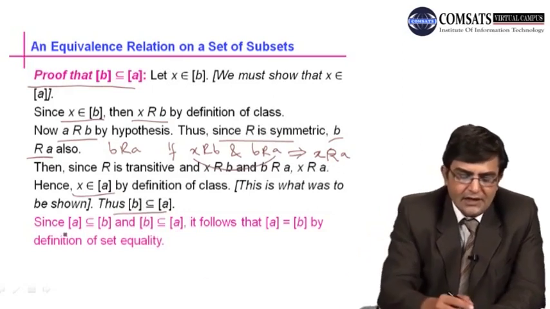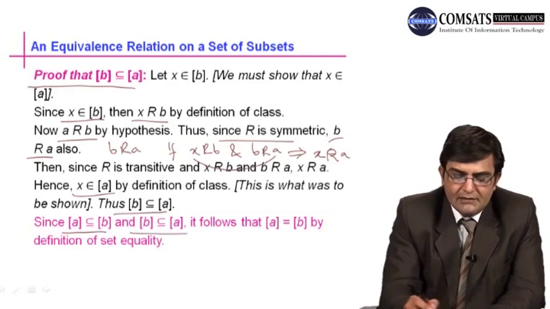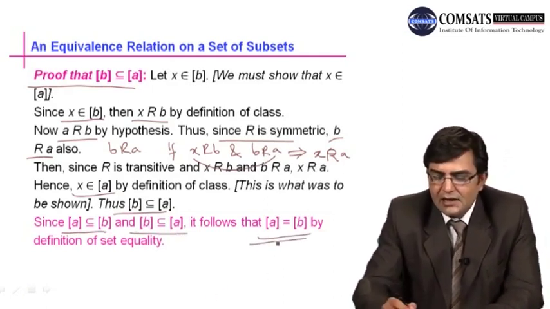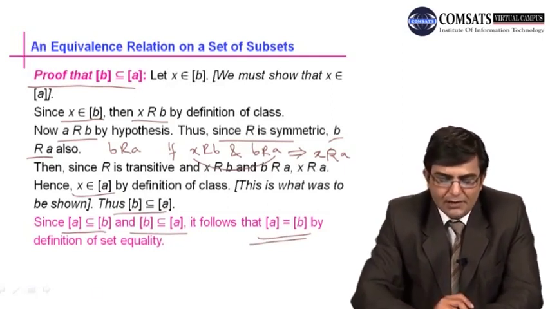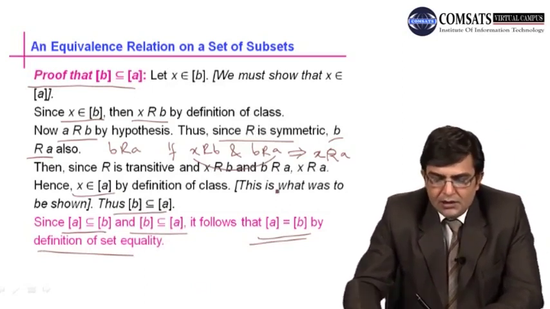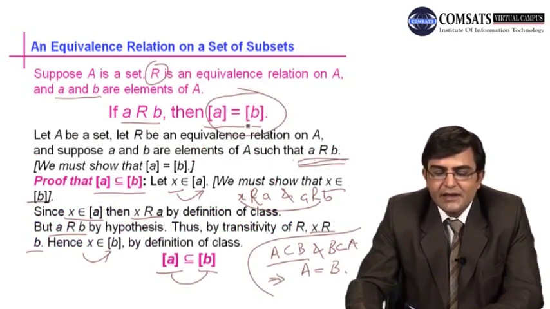We have proved that the equivalence class of a is a subset of the equivalence class of b, and the equivalence class of b is a subset of the equivalence class of a. It follows that the equivalence class of a is equal to the equivalence class of b by the definition of set equality. So we have concluded that if a is related to b under the same relation R, then the equivalence class of a is equal to the equivalence class of b.